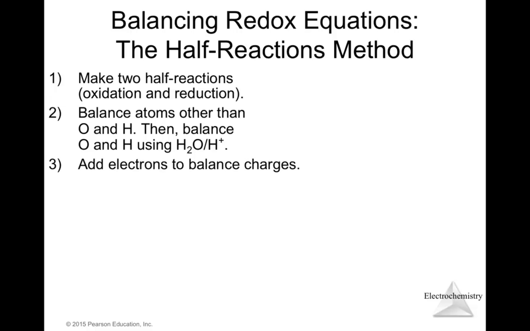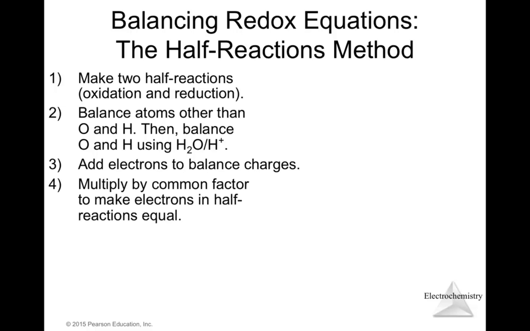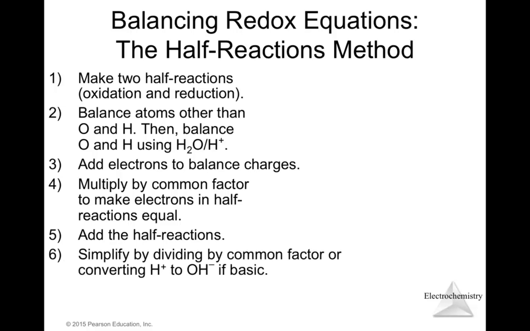Then we're going to add electrons to balance charges. We're going to multiply by a common factor to make the electrons in the half reactions equal. And we're going to add both of the half reactions to create our balanced redox reaction. Finally, we're going to simplify by a common factor or convert H+ to OH- if the solution was a basic solution. And finally, we're going to double check that the atoms and charges balance.